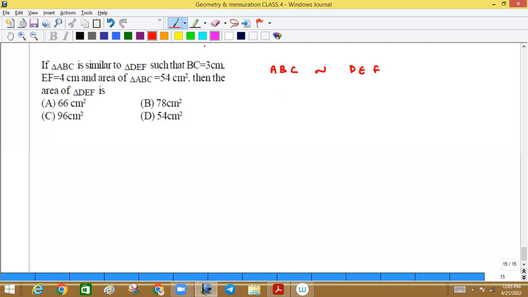DEF. Have they given you the corresponding sides? BC is given, EF is also given, right? Area of ABC is given. I'm taking area of ABC as area 1. Area of DEF is area 2, right? What is area 1 by area 2? It is side 1 by side 2 whole squared. Can you tell me what is side 1 by side 2 here?